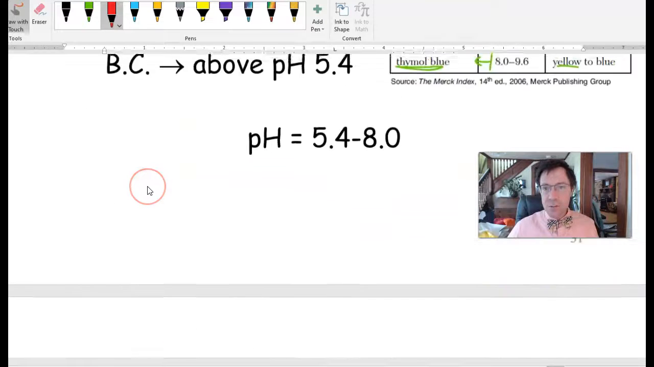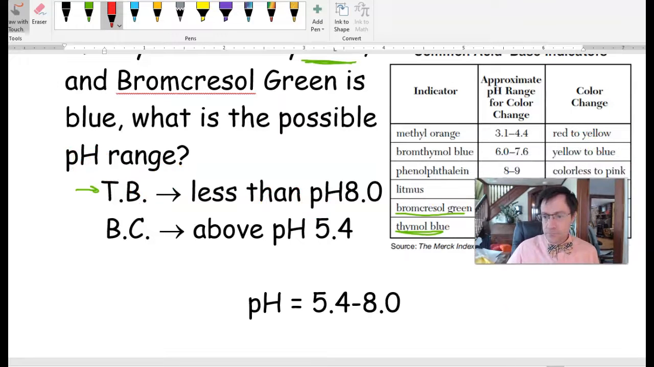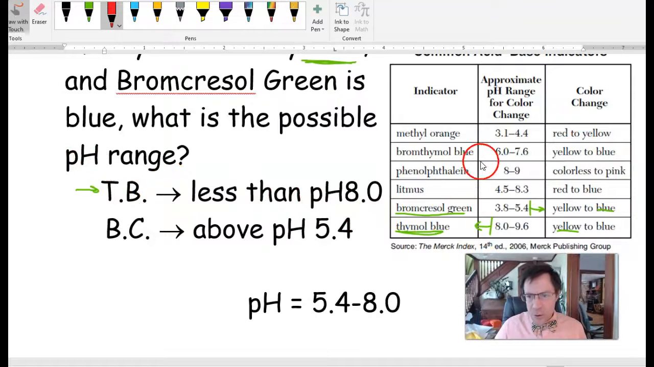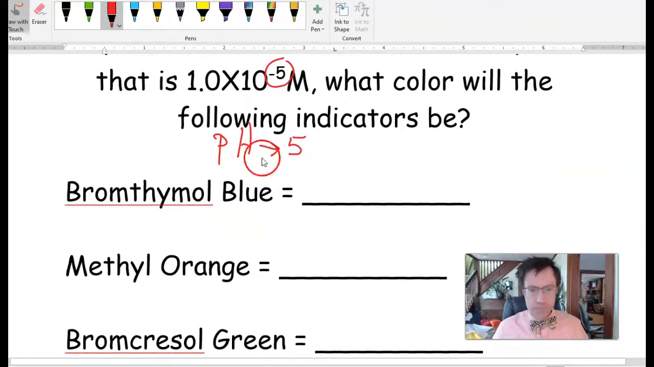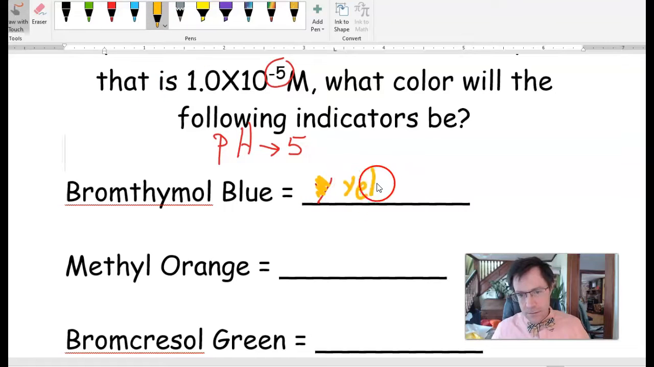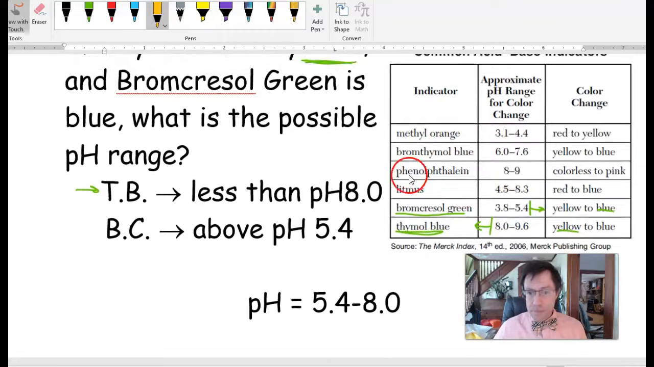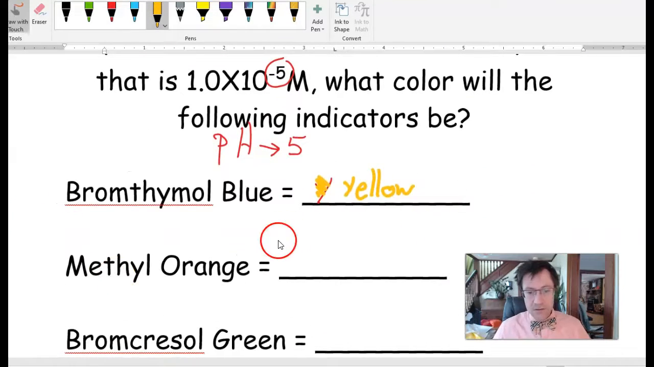All right, so in this case, bromethymol blue. Let's come up here to see what bromethymol blue will look like. Oh, okay, that's going to be yellow. Ooh, you know what? Let's see what color methyl orange will be. Methyl orange is going to be yellow.